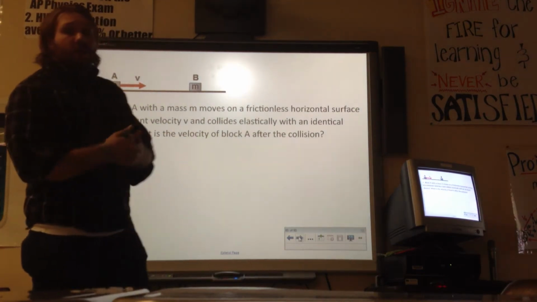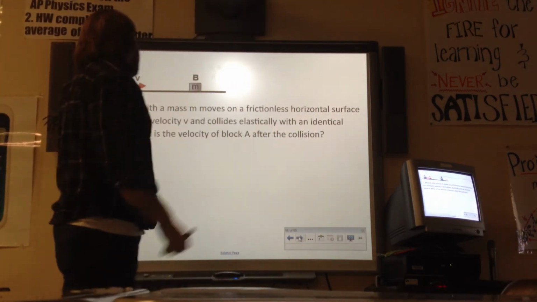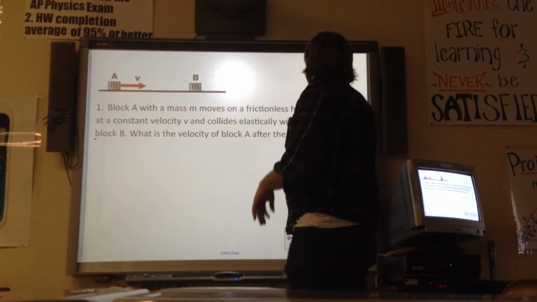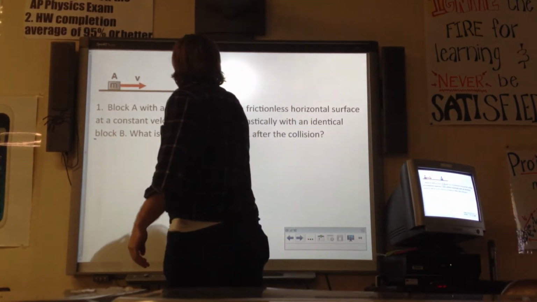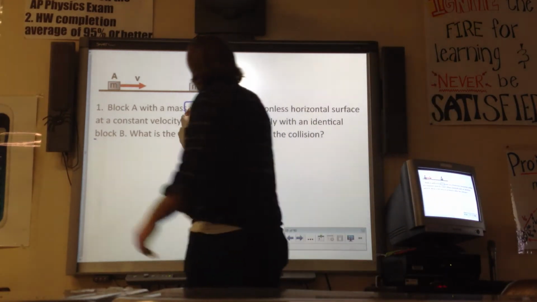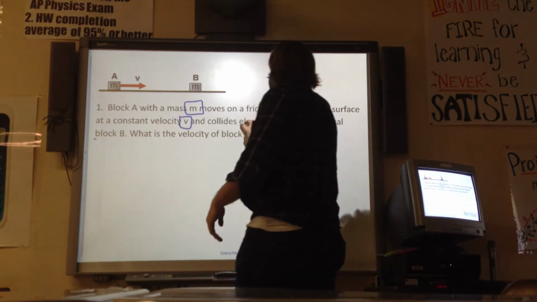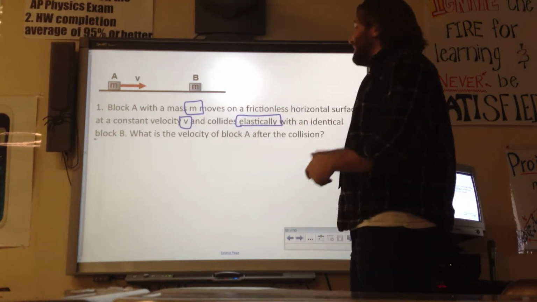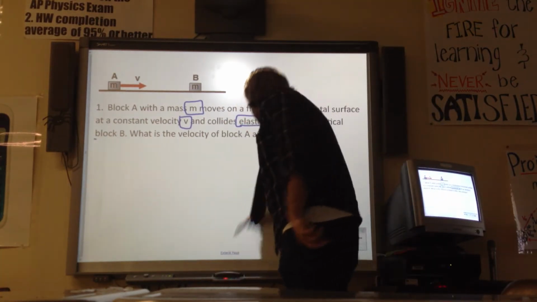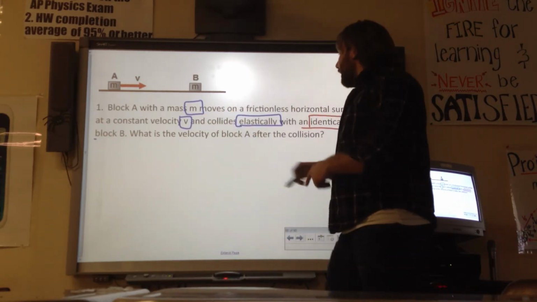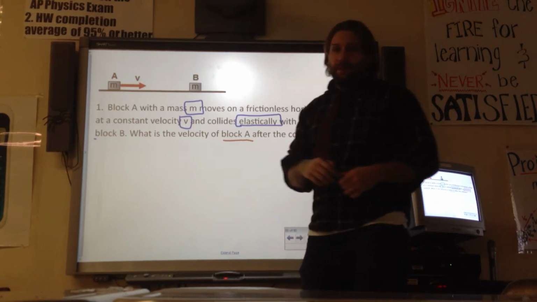All right, question number 3. In this one, block A with a mass M moves on a frictionless horizontal surface. So I see mass M, we do that box, at a constant velocity V, do that one too, and collides elastically, big key word, with an identical block. And I'm really going to highlight identical for us for a second. What is the velocity of block A after the collision?